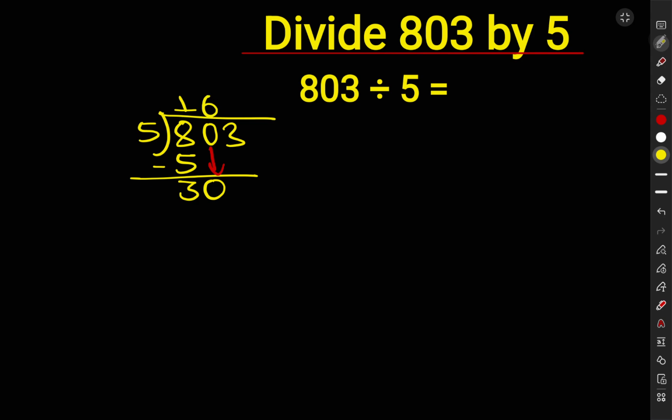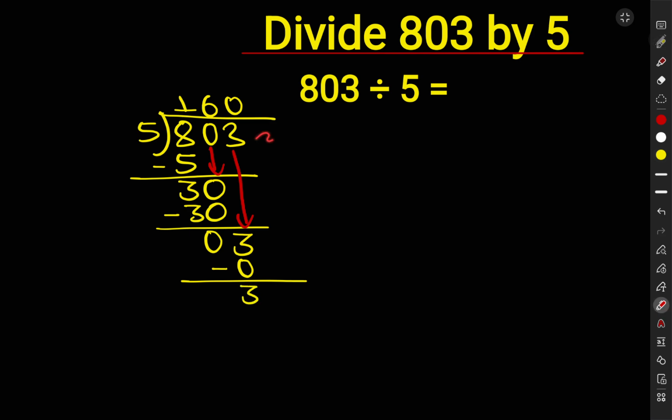So 5 times 6 is 30. On subtracting we get 0. So again we put down this 3 and 5 times 0 means 0. On subtracting we get 3.